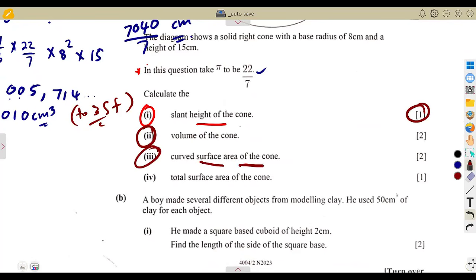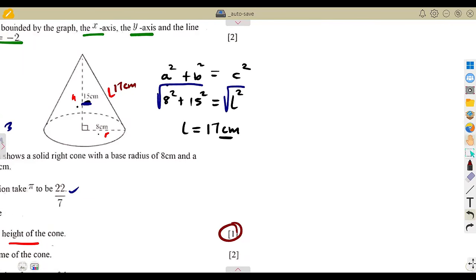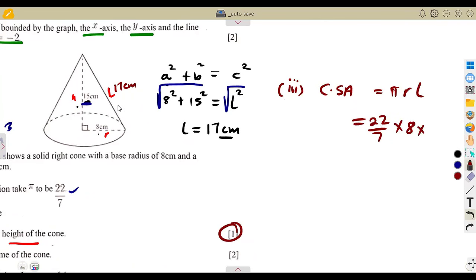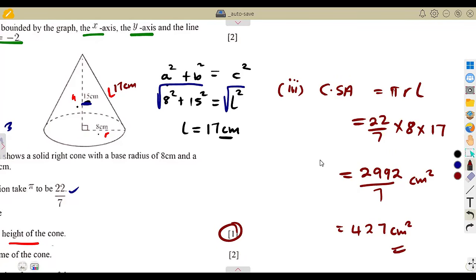The curved surface area of the cone. So the curved surface area of a cone is taken from pi RL. All right, so remember your formulas also. The curved surface area is equal to pi RL. That is pi given as 22/7 times the radius, which is 8, times the slant height, which is 17. So that was going to give us 2992/7 square centimeters. If you just want it as a decimal, it was going to be 427.429 and so on, which is 427 square centimeters to 3 significant figures. That is the idea there.